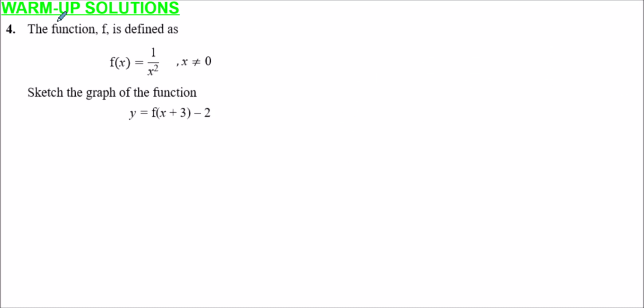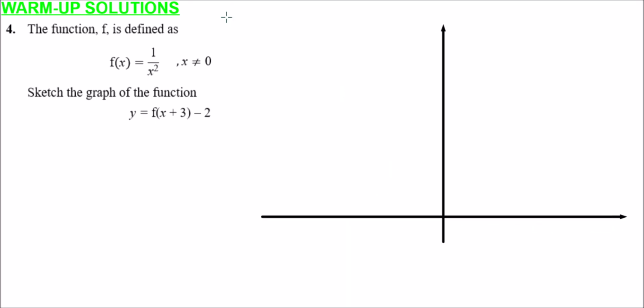Lastly, for the warm-up, question 4, we've got a function defined as f of x equals 1 over x squared, x not being equal to 0. We now need to sketch a graph of the function y equals f of x plus 3, minus 2. So I'm just going to get ready our coordinate axes. So if I just have a y, whoops, that's not what I intended at all, that's slightly slanted. There we go. And an x as well. So the x-axis going across. We'll call this obviously x and y.